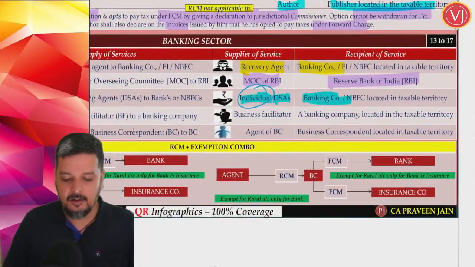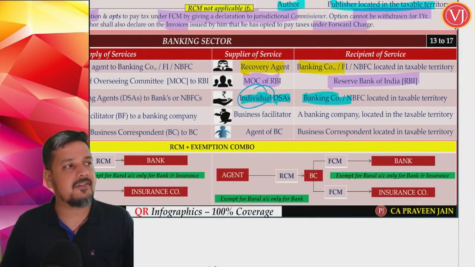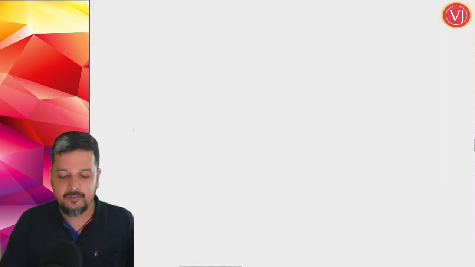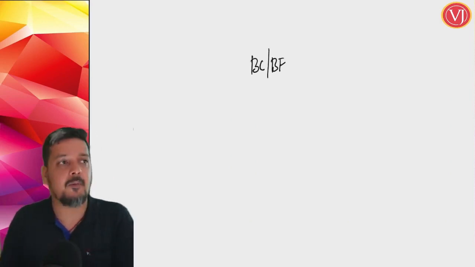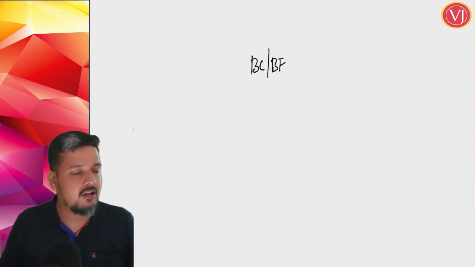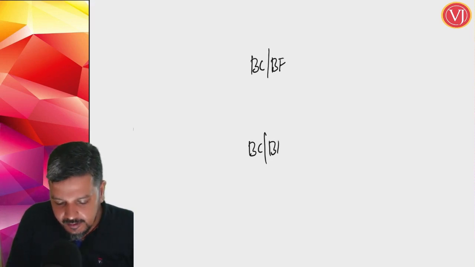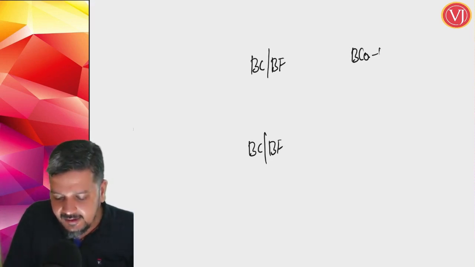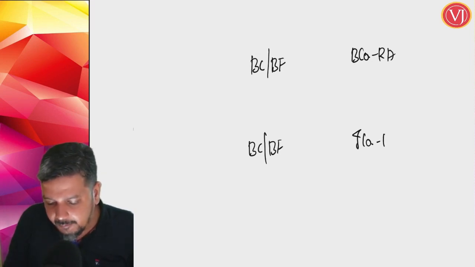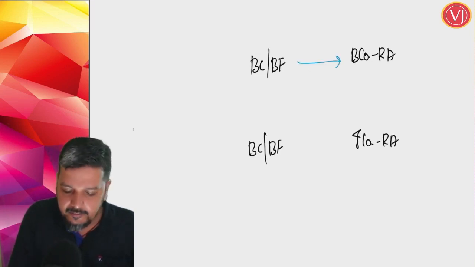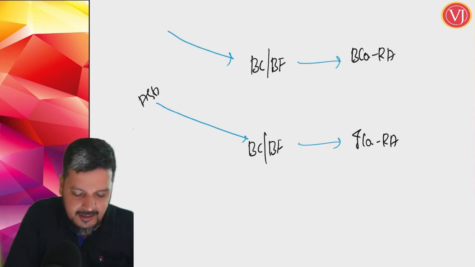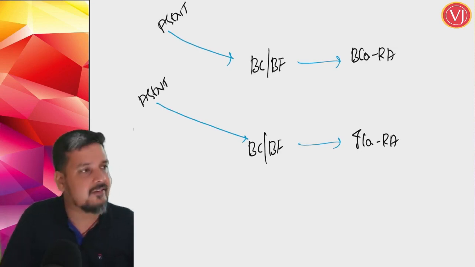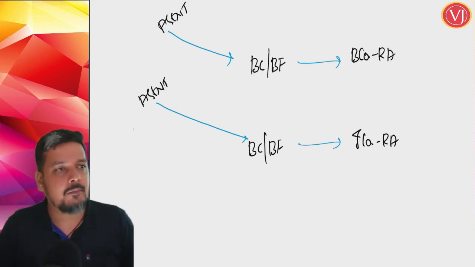Now, business facilitator or business correspondent. Now, you have to understand this with exemption first. If at all you are talking about business correspondent or business facilitator, business correspondent is a bigger person, business facilitator is a smaller person. If they are providing services to a banking company in rural area or an insurance company in rural area, it is exempt. And if they are taking the help of third party agents, see normally they will go to villages and provide services to banking company in rural area, insurance company in rural area.